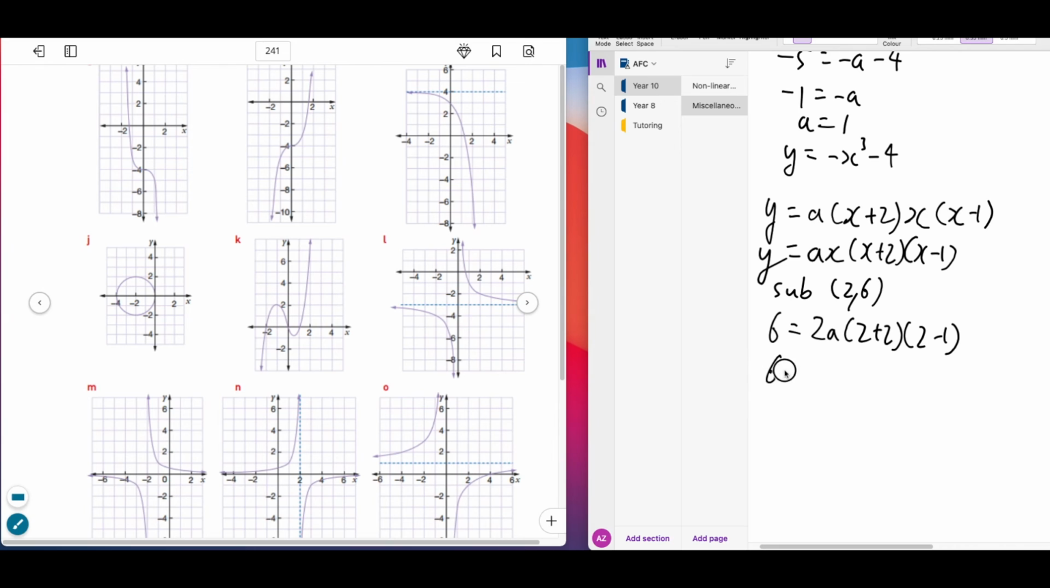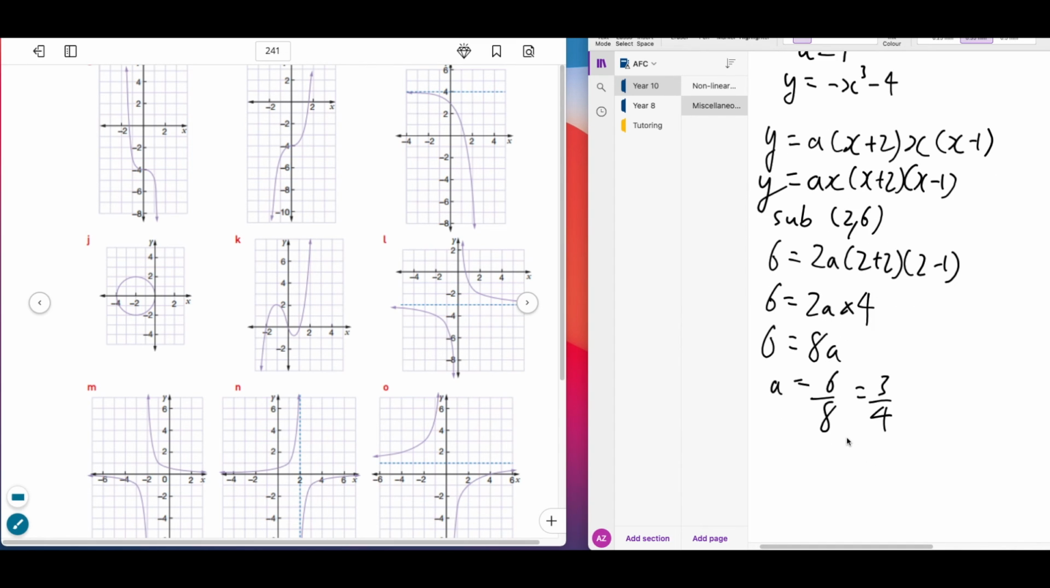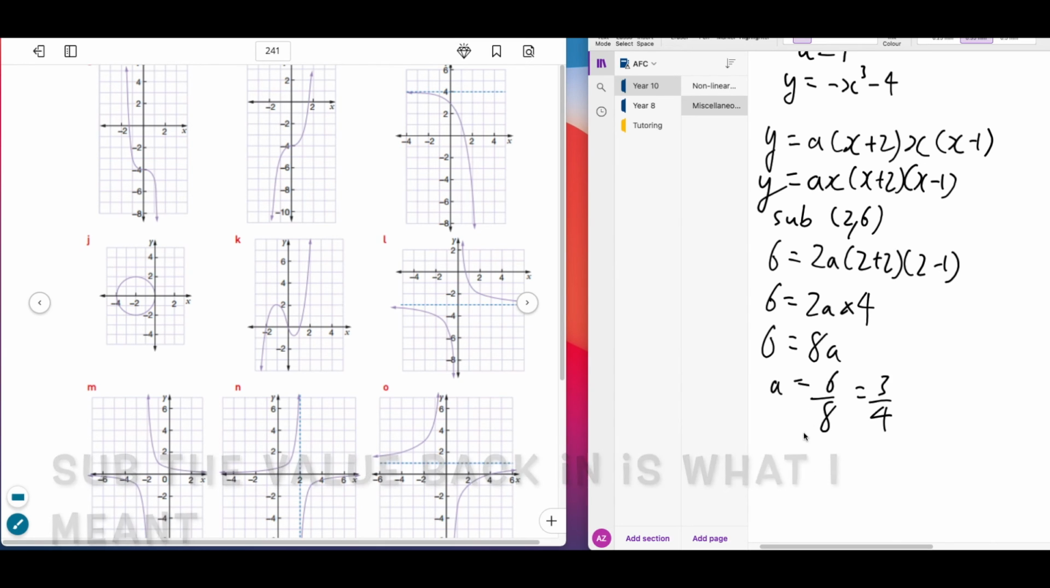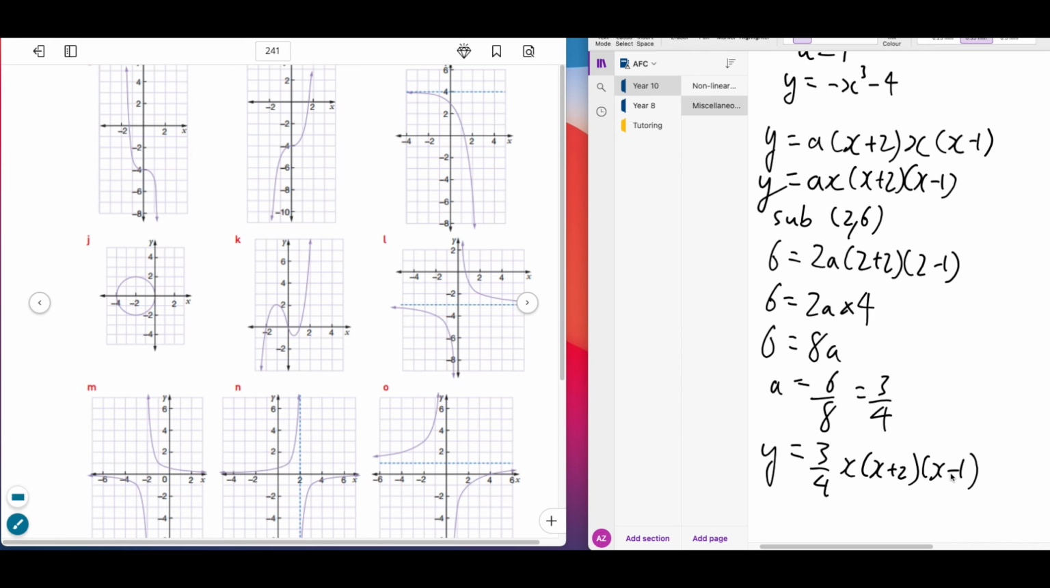So what does this equal to? 6 is equal to 2a times, now this is 4 times 1, which is 4. Right? 4 times 1, yep. So then 6 is equal to 8a. Right. So then a is equal to 6 over 8, which equals 3 over 4. And now you have to sub the equation back in, right? So then you get y is equal to 3/4 x, x plus 2, x minus 1. Right, so hopefully that was not too bad.